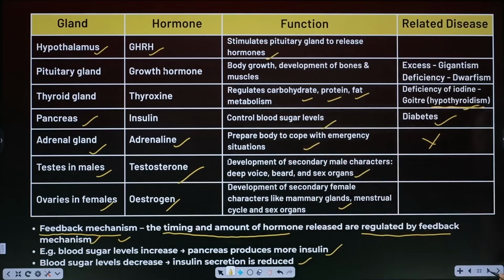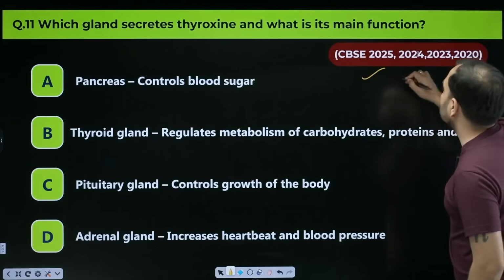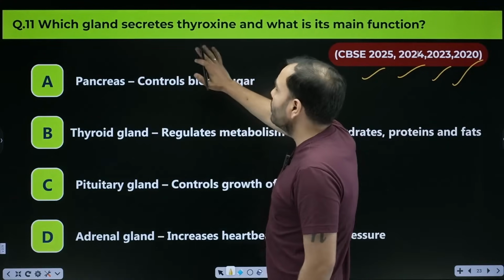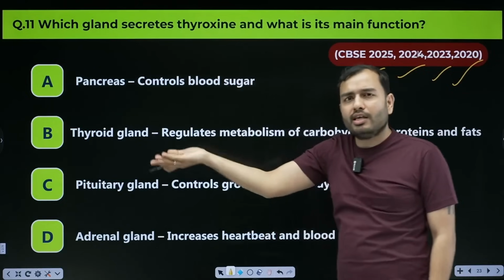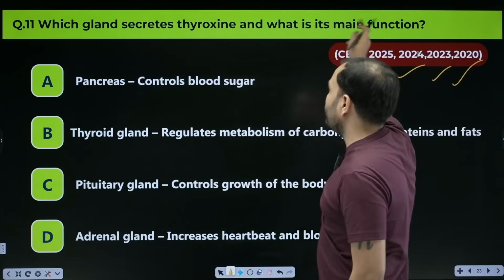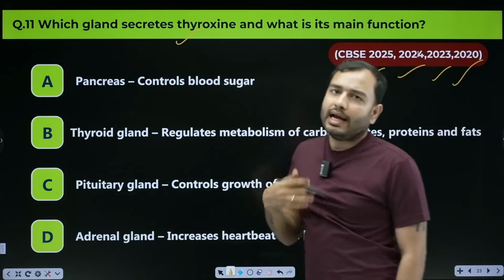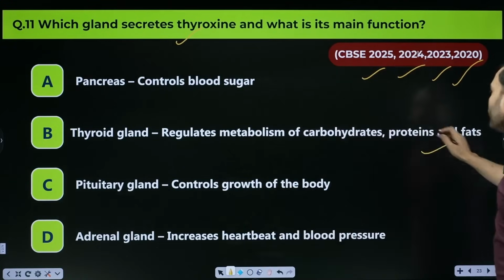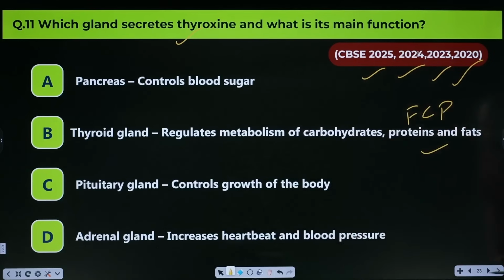Then you will go to strength. Come on, bhai. Let's do a question. CBSE 2025, 24, 23, 20. Such questions have appeared multiple times. Which gland secretes thyroxine? It asks who is producing and releasing those hormones, and what is its main function. Who secretes thyroxine, beta? Thyroid gland. What is the main function? Metabolism. So the thyroid gland regulates metabolism of fat, carbohydrate and protein. Done. Come on, let's move on.